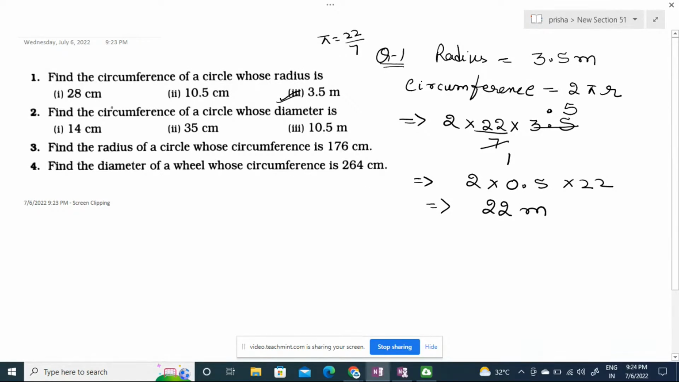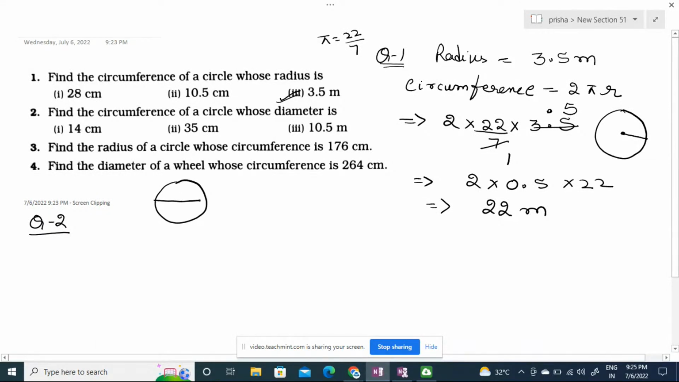Now I think you can solve both of the two questions in question number 1. Now question number 2. We have to find the circumference of a circle whose diameter is given to us. In the first question the radius is given to us, but in the second question the value of the diameter, that means the whole distance, is given to us.